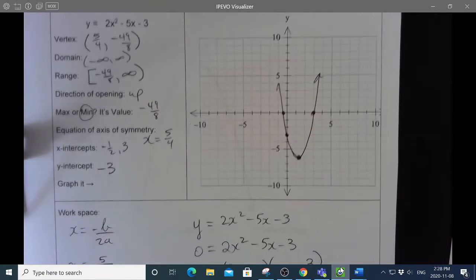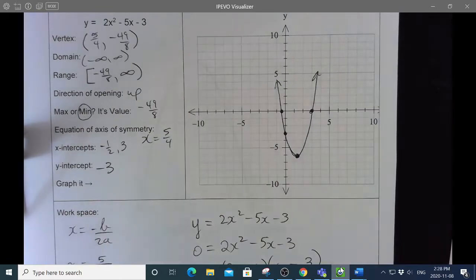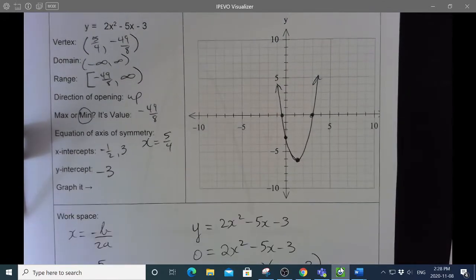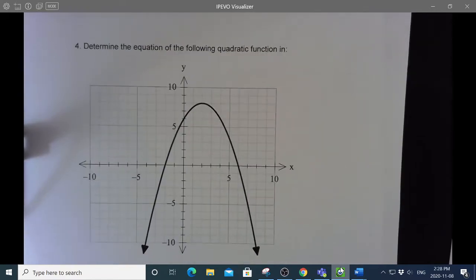And don't forget to put arrows at the end. They tell me I'm supposed to take off a half a mark if you forget to put arrows at the end. All right. Next, number 4.